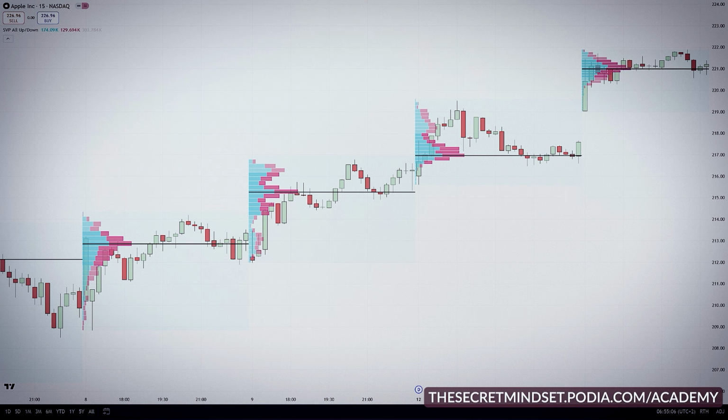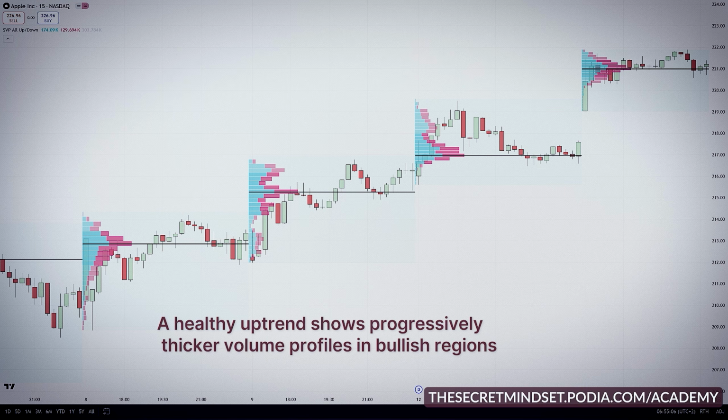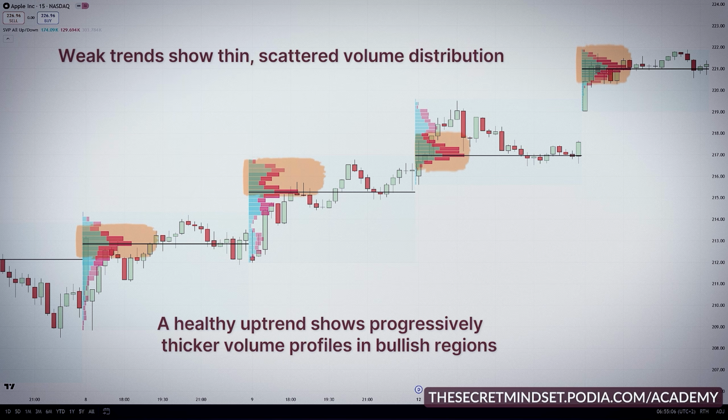Strong trends leave volume profile footprints. A healthy uptrend shows progressively thicker volume profiles in bullish regions. Weak trends show thin, scattered volume distribution. Markets communicate through these subtle volume signatures.